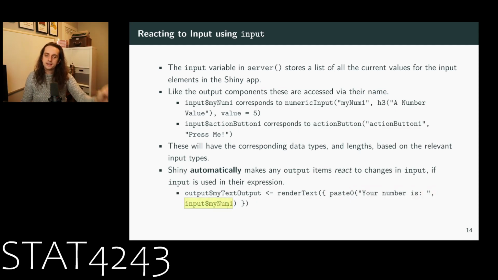And so if you had your numeric input and you had your text output and you called this code, anytime the user changed what numeric input was input here, the text is going to update and read your number is what you have, right? And you don't have to do anything to make that happen. You just have to specify that the text that we want output is always going to be your number is whatever the user has input.